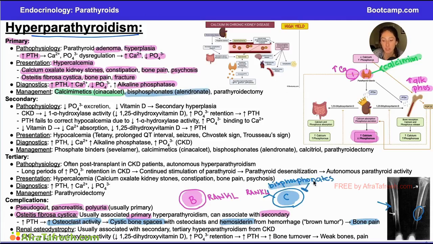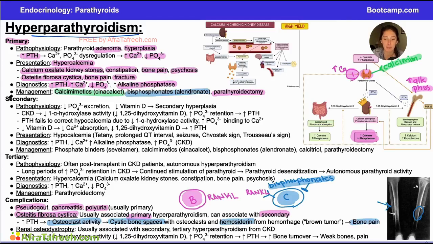Our bisphosphonates are going to act at our hydroxyapatite sites of bone, where they are going to go in, bind to these hydroxyapatite sites, and then shut down the activation of osteoclasts, thus preventing increased bone remodeling and slowing down that process of bone breakdown. And then finally, if all else fails, we can do a parathyroidectomy where we just take out that pesky parathyroid gland, and it will certainly stop making parathyroid hormone once it is out of the body.